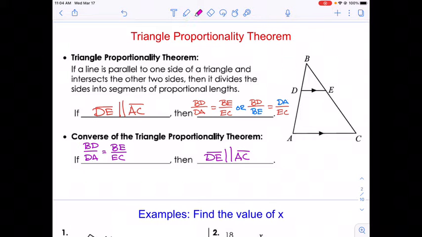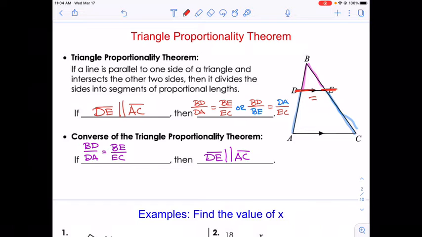So that means we have the relationship between BD to BE, as well as DA to EC. So you can separate it into the top segments to the bottom segments. Or you can set it up like a fraction, with the top BD over the bottom DA equal to the top BE over the bottom EC. So there are a couple of ways to work these, depending on what information you have.